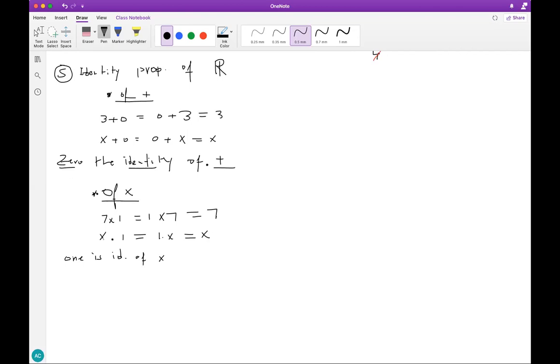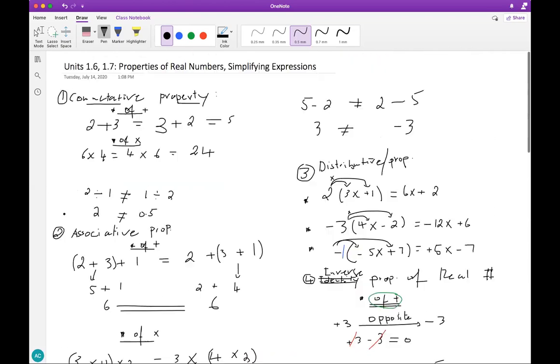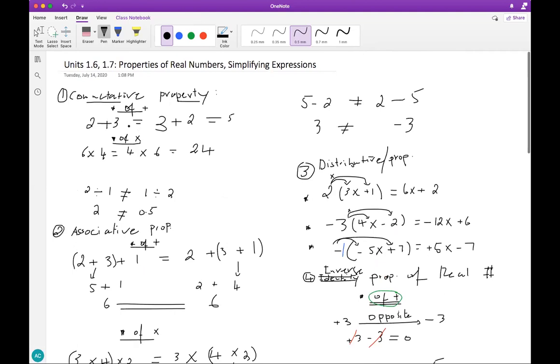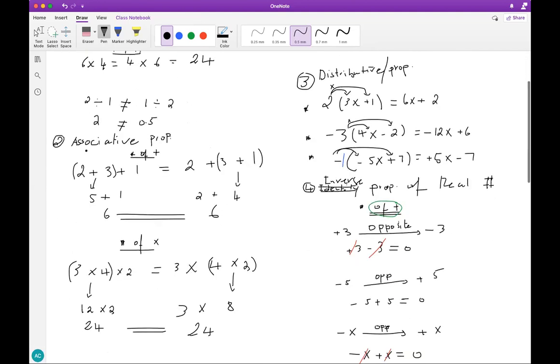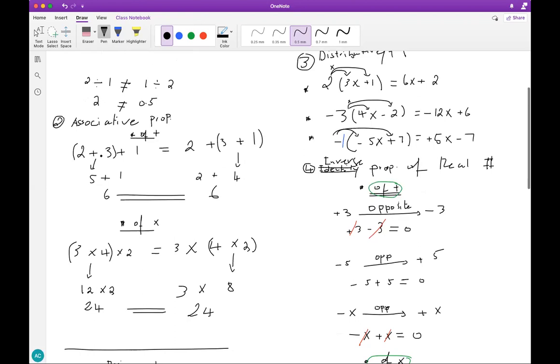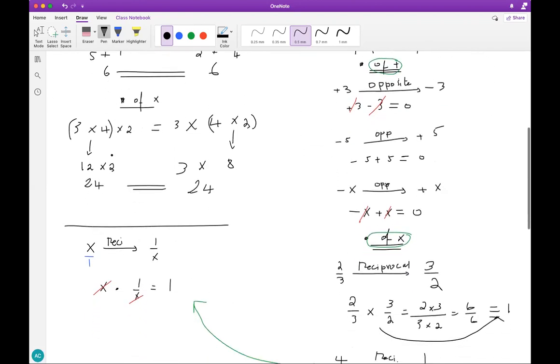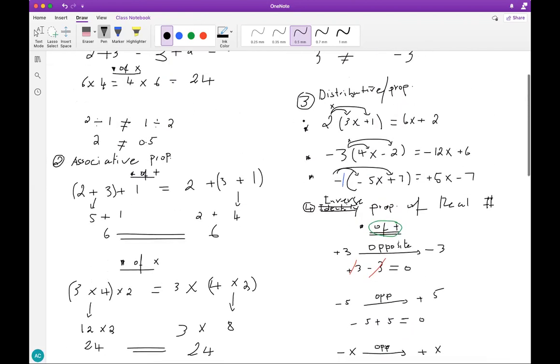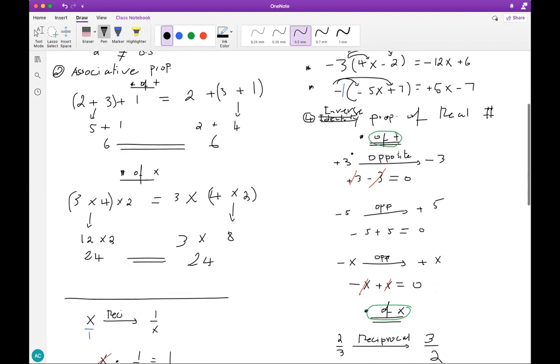So 0 does not affect addition. 1 does not affect multiplication. And that's pretty much what all these properties are that we're going to need later to simplify. So let's recap again. We saw the commutative property, only the position of the numbers change. The associative property, the position of the parentheses change. Number 3, the distributive property just means multiply. Be careful with the signs.